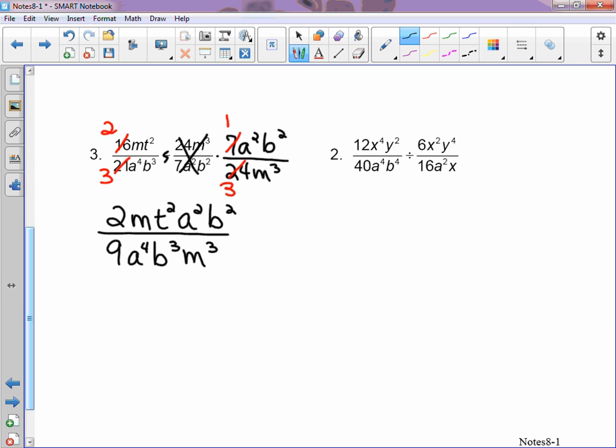I don't try to put my variables in any kind of order when I'm regrouping here. I just go ahead and multiply my coefficients together, and then I just saw m squared and a squared and b squared, so that's what I wrote down. I multiplied my coefficients here, and then just wrote what variables were still there.